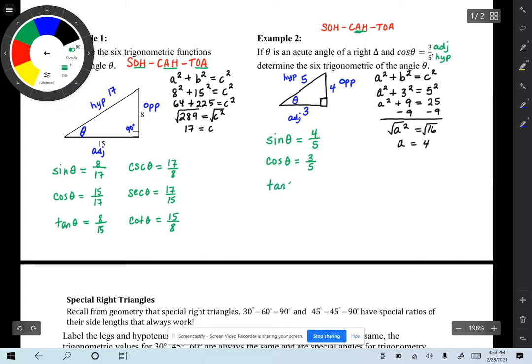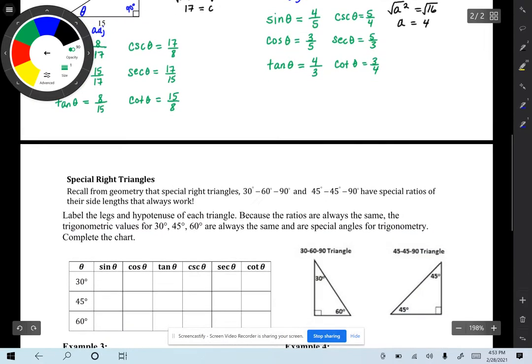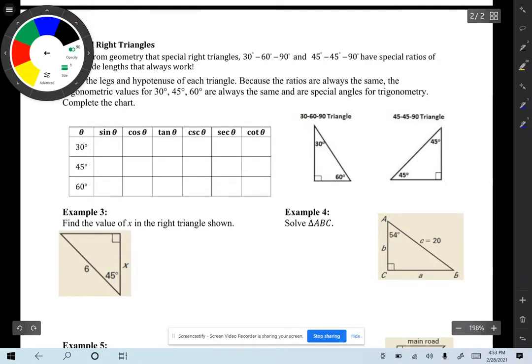Tangent of theta is opposite over adjacent. So the opposite leg is 4, the adjacent leg is 3. And then these are easy. Cosecant of theta is 5/4. Secant of theta is 5/3. And cotangent of theta is 3/4. And there I evaluated the 6 trig functions of the angle theta. And that rounds out the first page.